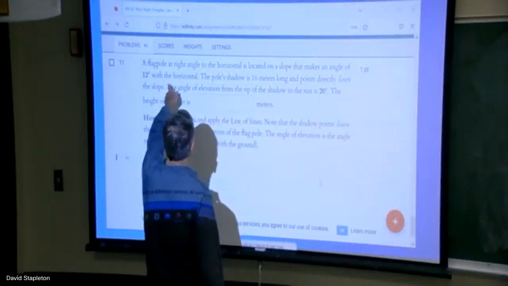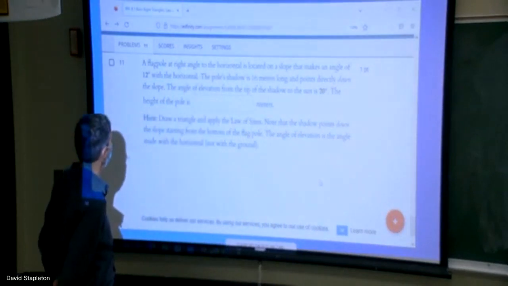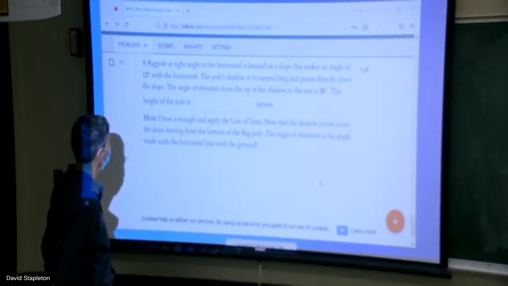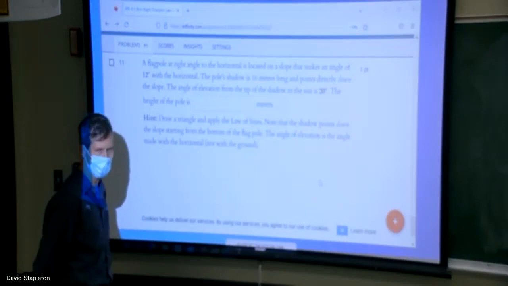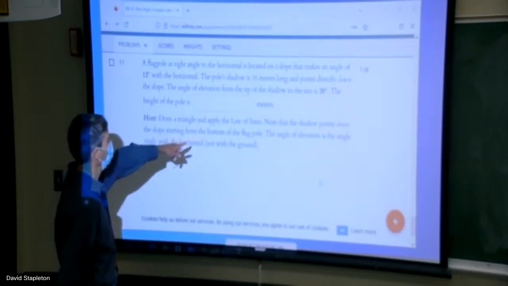The flagpole at a right angle to horizontal is located on a slope that makes an angle of 12 degrees with the horizontal. The pole's shadow is 16 meters long and points directly down the slope. The angle of elevation from the tip of the shadow to the sun is 20 degrees. The height of the pole is how many meters? It's hard even to follow the problem. It's so complicated, isn't it? As it says, hint, draw a triangle and apply the law of sines.